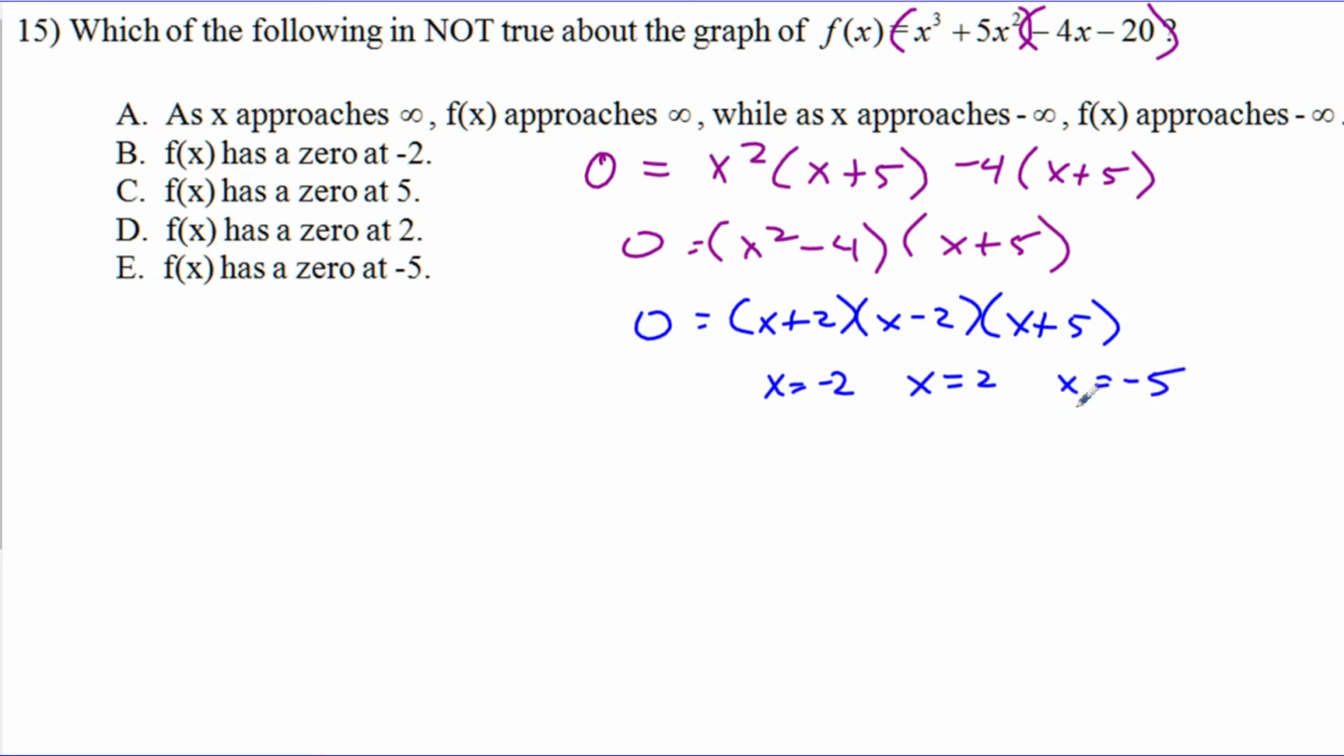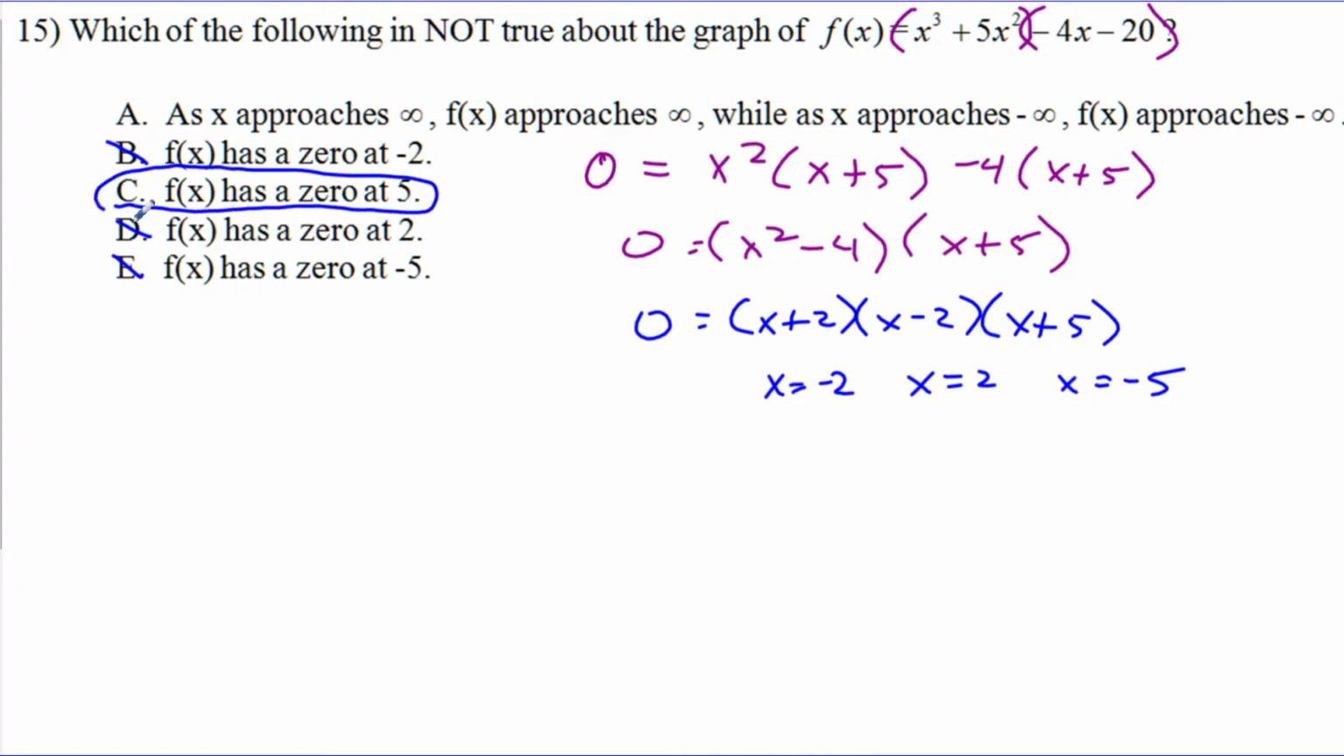Okay? So these are 3 zeros. If you notice, there's one missing, right? Negative 2 is a factor, so that's out. Okay? 2 is a factor, so this is out. Negative 5 is a factor, so this one's out. So it actually looks like, which one is not true? It looks like 5 being a 0 is not true.